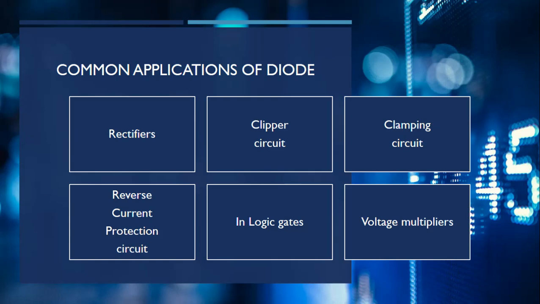So now we will talk about common applications of the diode. There are several types of application of the diode, which are the rectifier, clipper circuit, clamping circuit, reverse current protection circuit, logic gate, and voltage multiplier. I will be explaining a few types of application of the diode.